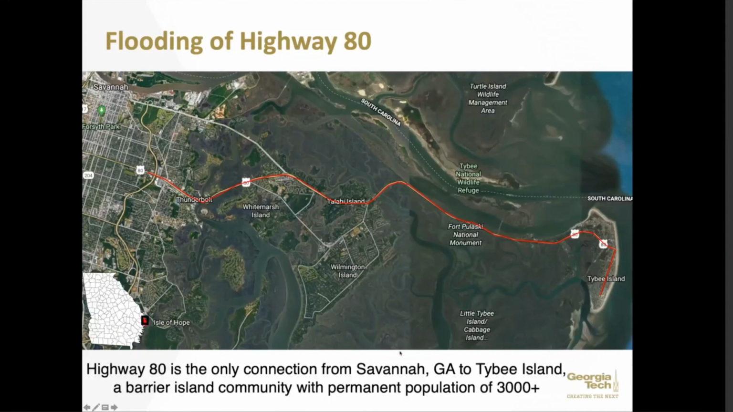And so Highway 80 is, I think at this point, about an 80-year-old highway that goes straight through the city of Savannah, and then it goes through various barrier islands and through the Fort Pulaski National Monument, which is a protected wilderness area, and then onto Tybee Island. And so you can see Highway 80, the part of it that we're interested in, outlined in red here on this map.